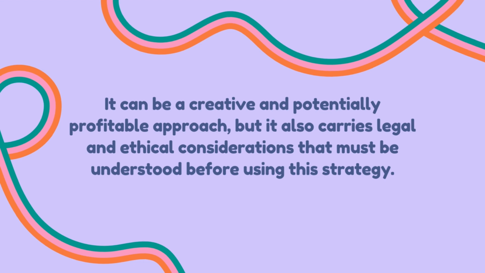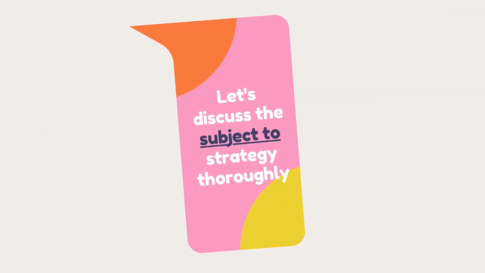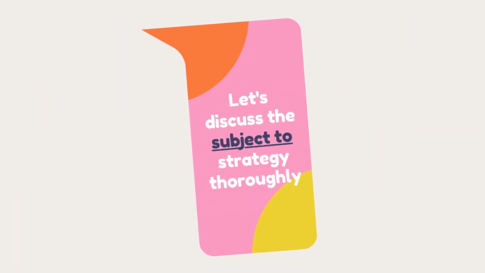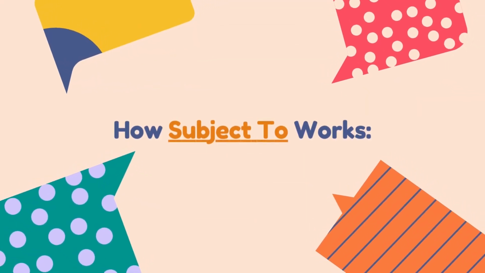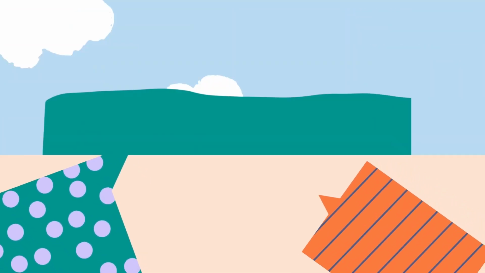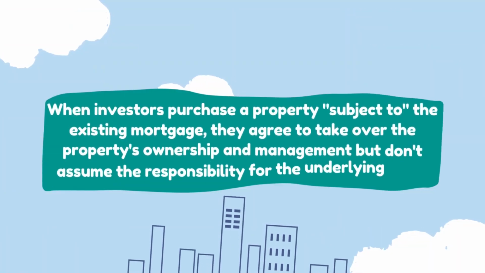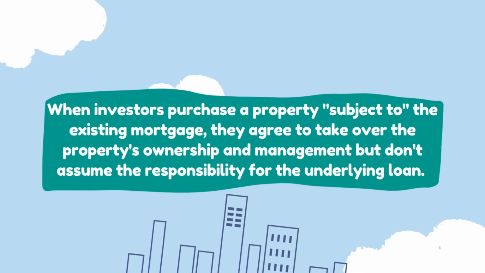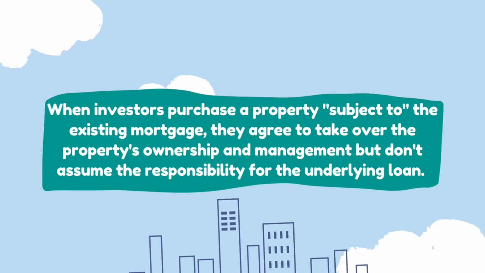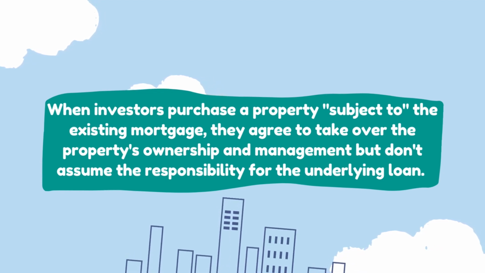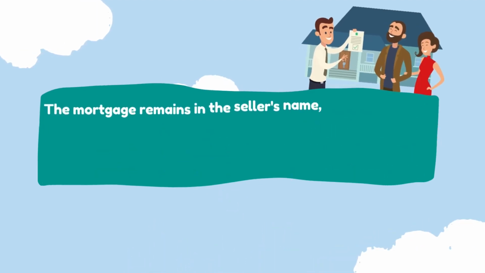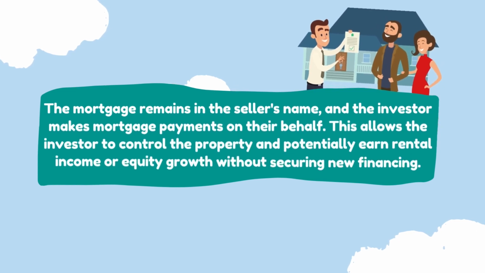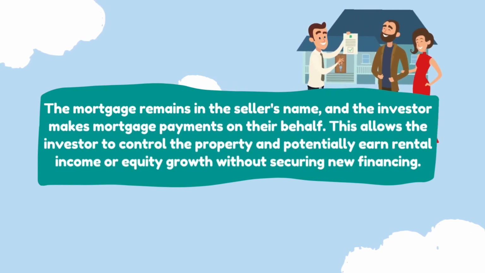How subject to works. When investors purchase a property subject to the existing mortgage, they agree to take over the property ownership and management, but they don't assume the responsibility for the underlying loan. The mortgage remains in the seller's name, and the investor makes the mortgage payments on their behalf. This allows investors to control the property and potentially earn rental income or acquire growth without securing new financing.